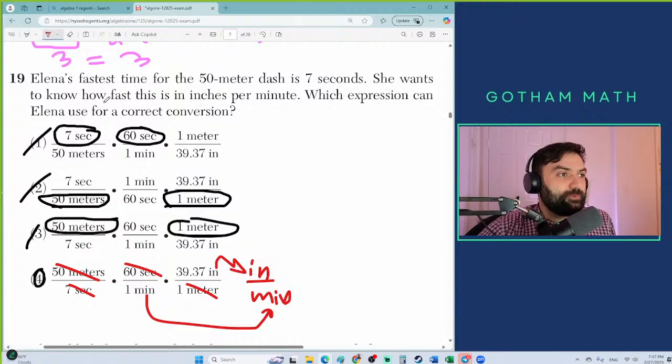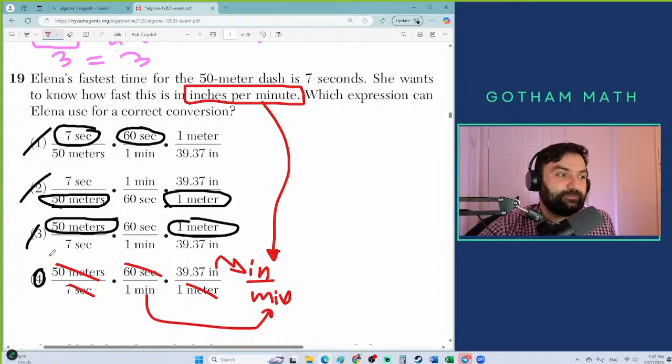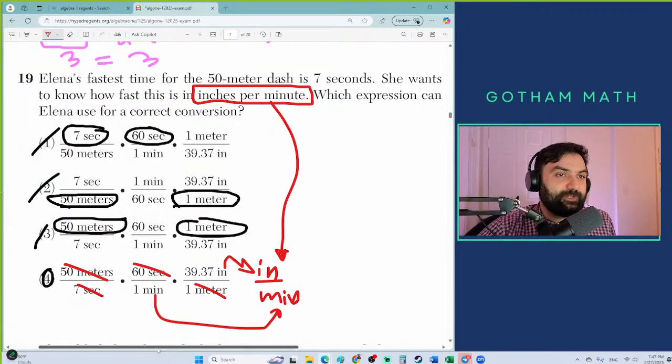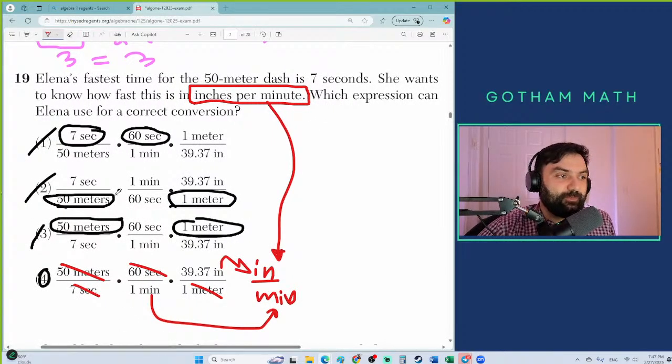So she wants to know how fast this is in inches per minute. Guys, am I lying or what? Inches per minute, inches per minute. But I just did this question in 10 seconds by identifying this idea and eliminating the wrong answers. Such an easy trick. All right, cool.